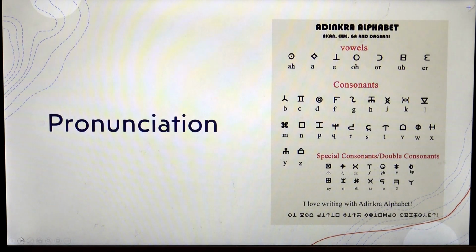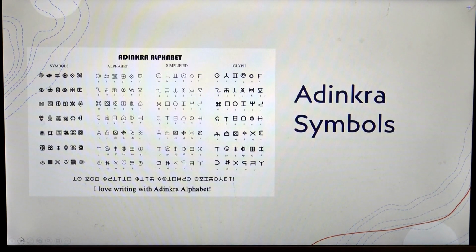So this shows the pronunciations of the Adinkra alphabet characters. And this slide shows the original Adinkra symbols and the simplification to the current Adinkra alphabet glyphs.